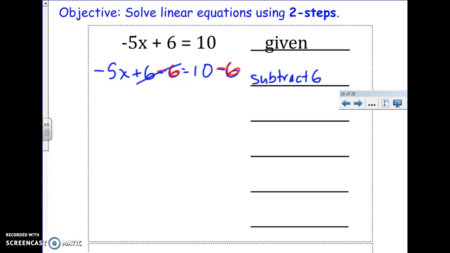6 minus 6 cancels out to 0. So I'm going to bring down a negative 5x, because that's what's left. And on the other side, 10 minus 6 is going to be 4.